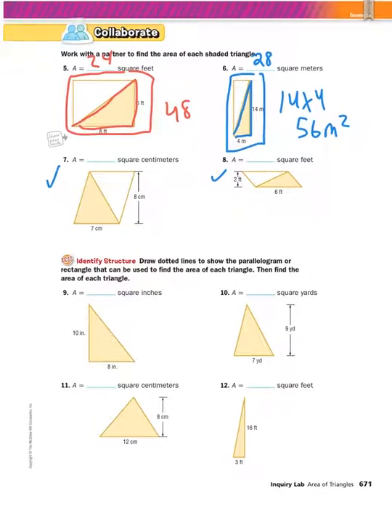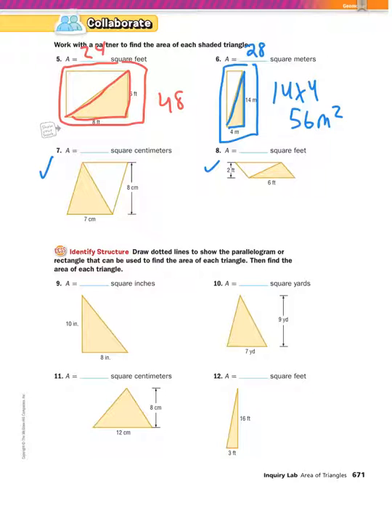And the last, we're going to go down to 9. And 9 basically is going to be like the ones above, except they're only showing you the triangle. It says draw dotted lines to show the parallelogram or rectangle that can be used to find the area of each triangle. Then find the area of the triangle. All right, so let me show you 9. You can do this one with me. In 9, it looks like it's a rectangle because that's a right angle. So if I were to do the whole rectangle, I would draw, oh, it's supposed to be a dotted line there. Now the area of the rectangle would be 10 times 8 is 80. So that means the area of the triangle is half of that, which is 40 square inches.